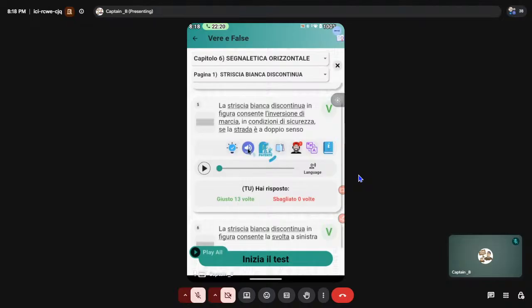Number 5. La striscia bianca discontinua in figura consente l'inversione di marcia, in condizioni di sicurezza, se la strada è a doppio senso. Attention. La striscia, you already know what is striscia, which is the white strip. You already know that. Bianca, which is the white discontinuous line. In figura, this figure, this picture. So, consente, the word consent meaning allowed. Okay? Inversione di marcia, which is like this.